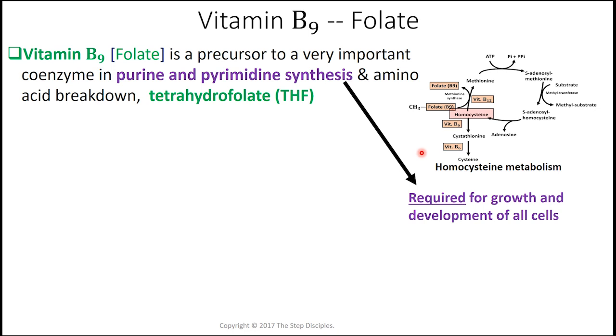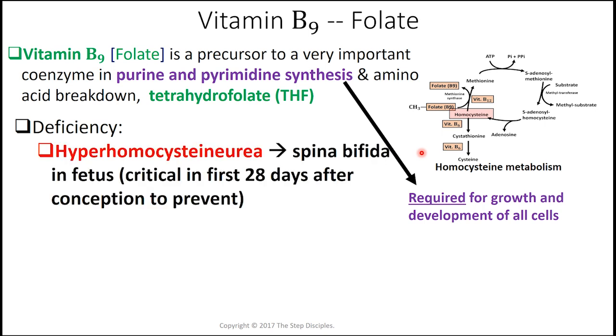I guess it does turn out that purine and pyrimidine synthesis is required for growth and development of all cells. You know that. Because you know those are what ultimately will make up deoxyribonucleic acid or DNA. And well, if you don't have the bases that make up DNA, you're not making DNA, and if you can't make DNA, you can't grow, you really can't divide. So you can't develop. And deficiency then would be associated with hyperhomocysteinuria, as I suppose.